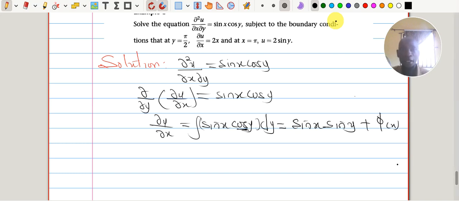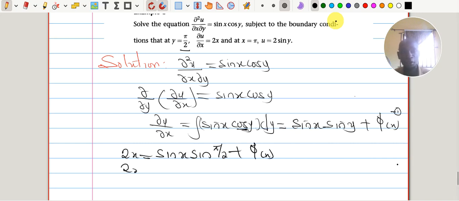Okay, now at y equal to pi over 2, du/dx equals 2x. Let me call this one equation 1. Now I can say 2x equals sine x times sine pi over 2, plus phi of x here. Sine pi over 2 is sine 90, which is equal to 1. So this one has become 1 plus phi of x.